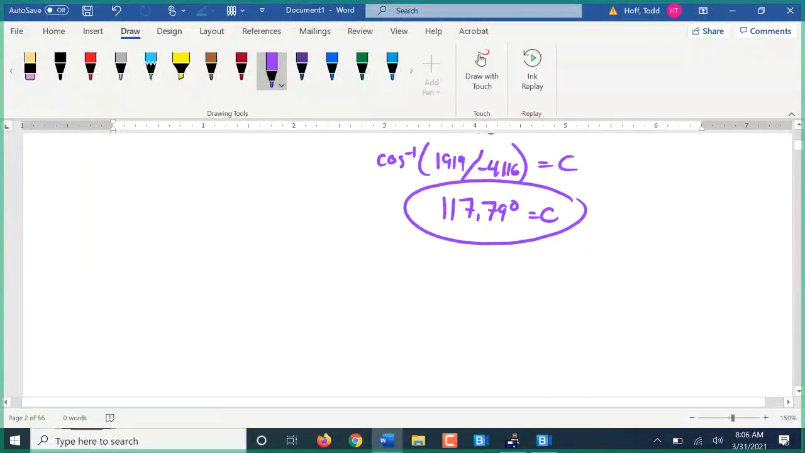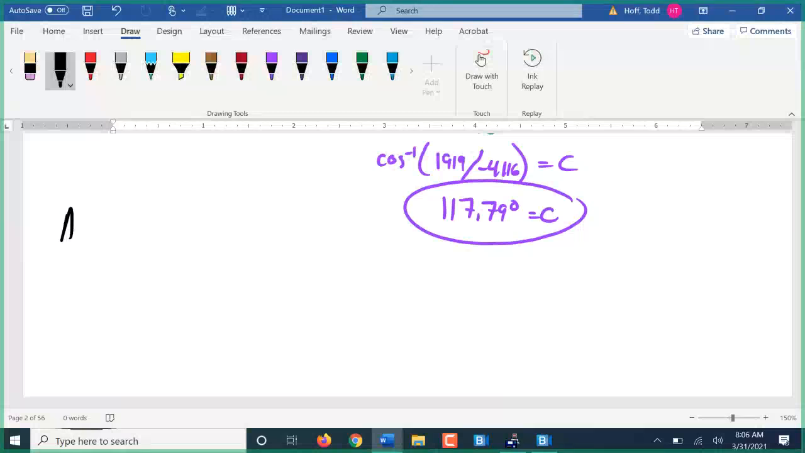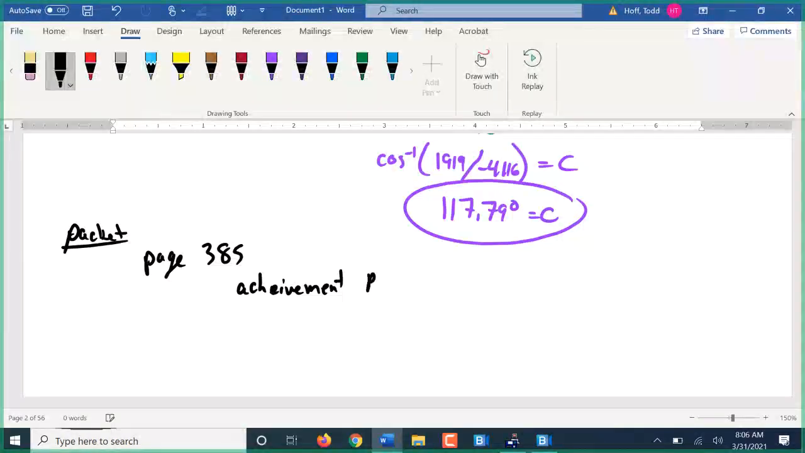So, your packet, page 385. Review. Just review some of the applications of law of sines.